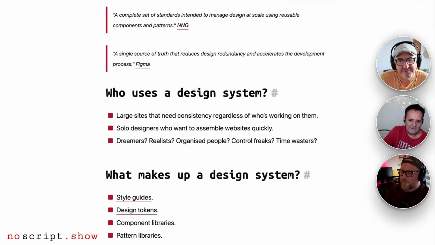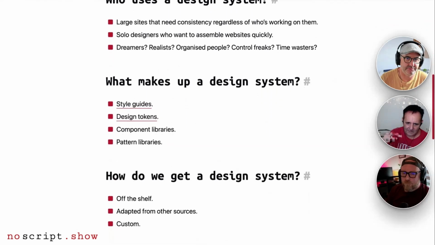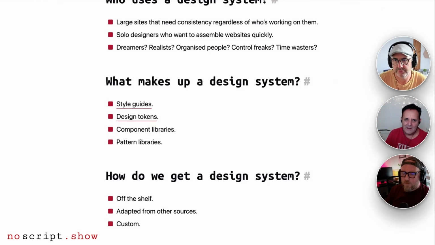Should we move? Yeah, let's move on. The next section. Largely, I've taken the main bullet points from an article that I've linked to, which is the Nielsen Norman Group one. So it's basically their 101 on what is a design system. I did add something extra to this, which is design tokens, a term that's bandied about. But what makes up a design system? Largely, it's got style guides, design tokens, which you could argue overlap with each other, component libraries, and maybe pattern libraries. That might be one way of breaking these things up.